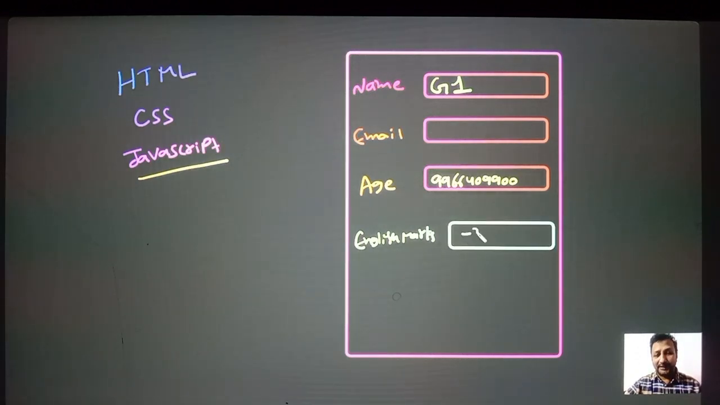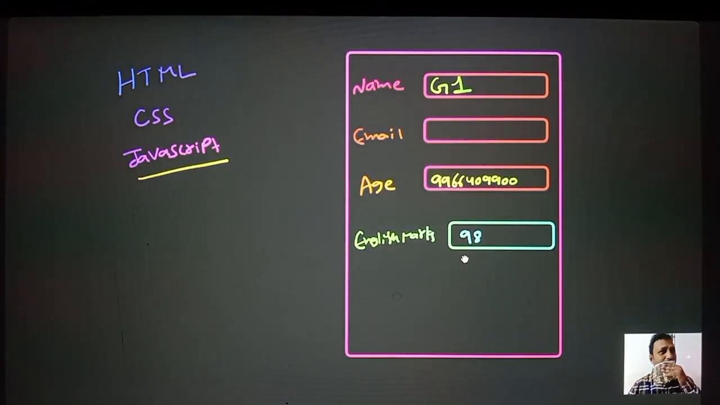Now I have entered minus 30. Is this valid marks or invalid marks? Invalid marks. Or if I enter 983, valid or invalid? Invalid. JavaScript can tell it is invalid marks. And if you enter 98, JavaScript can also tell whether you pass or fail. 98 means pass, 18 means fail. Those kinds of purposes JavaScript is helpful.